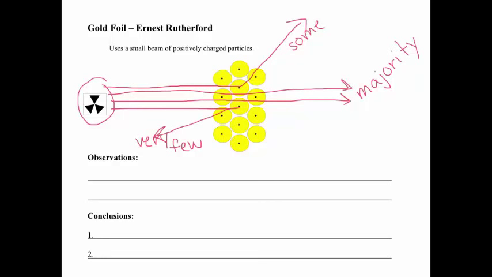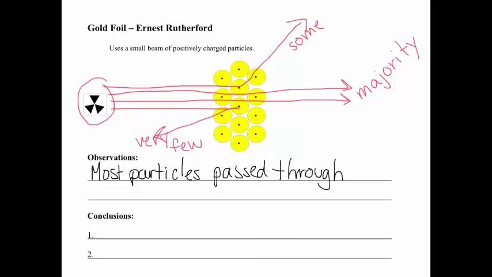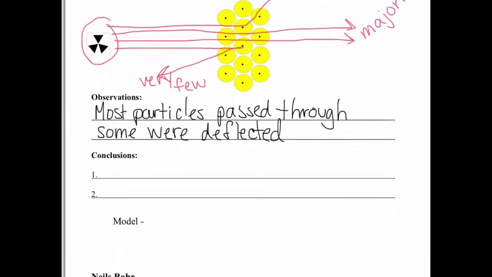So the observations that were made based on this example were that most particles passed through, and that some were deflected, either directly back or kind of curved based on the electromagnetic field. Based on these observations, we can actually draw some conclusions.